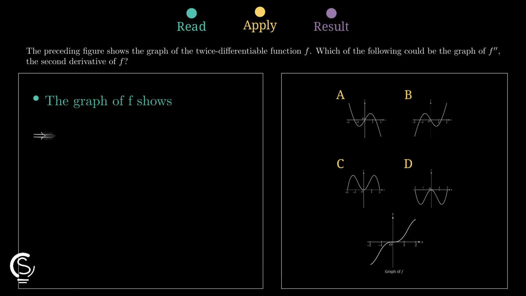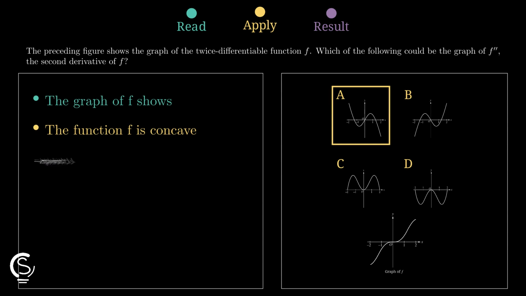Since the second derivative goes from positive to negative, only one graph fits. Option A is correct. You solved a tough AP calculus problem.